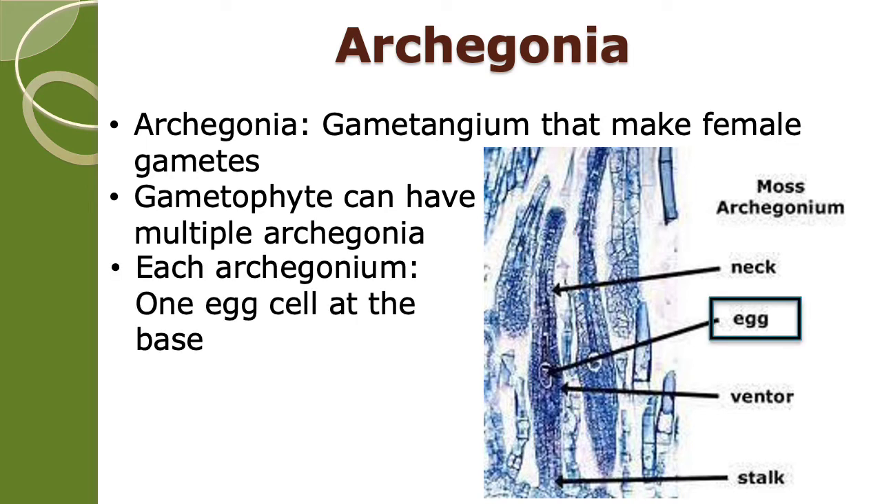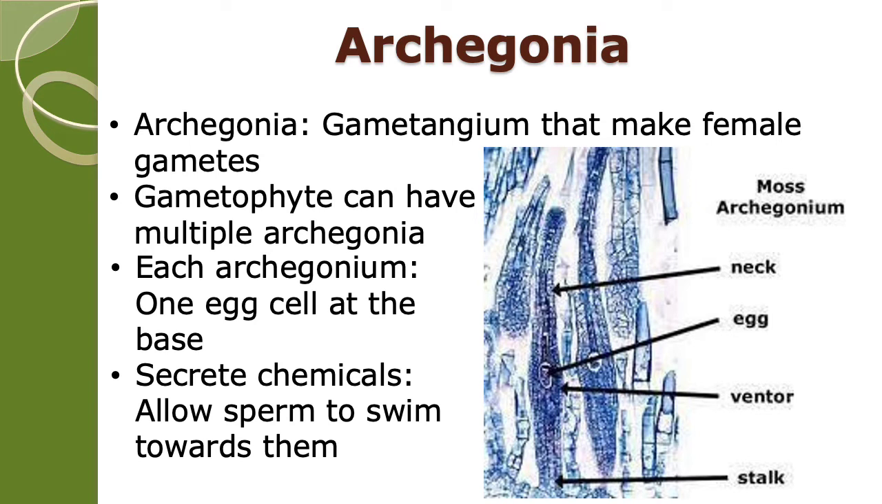Now, even though a gametophyte can have multiple archegonia, each archegonium produces only one egg cell at its base, and that's what you can see in the figure in the box, where in one of these circular regions, that's where the egg usually is. You do see a bunch of cells above it, which form what's called the neck, and we will see the importance of this later. Now, the archegonia are able to secrete chemicals that allow sperm to swim towards them so that the sperm, through their flagella, are able to move towards the archegonia, and that way they're able to enter the archegonia and fertilize the egg.